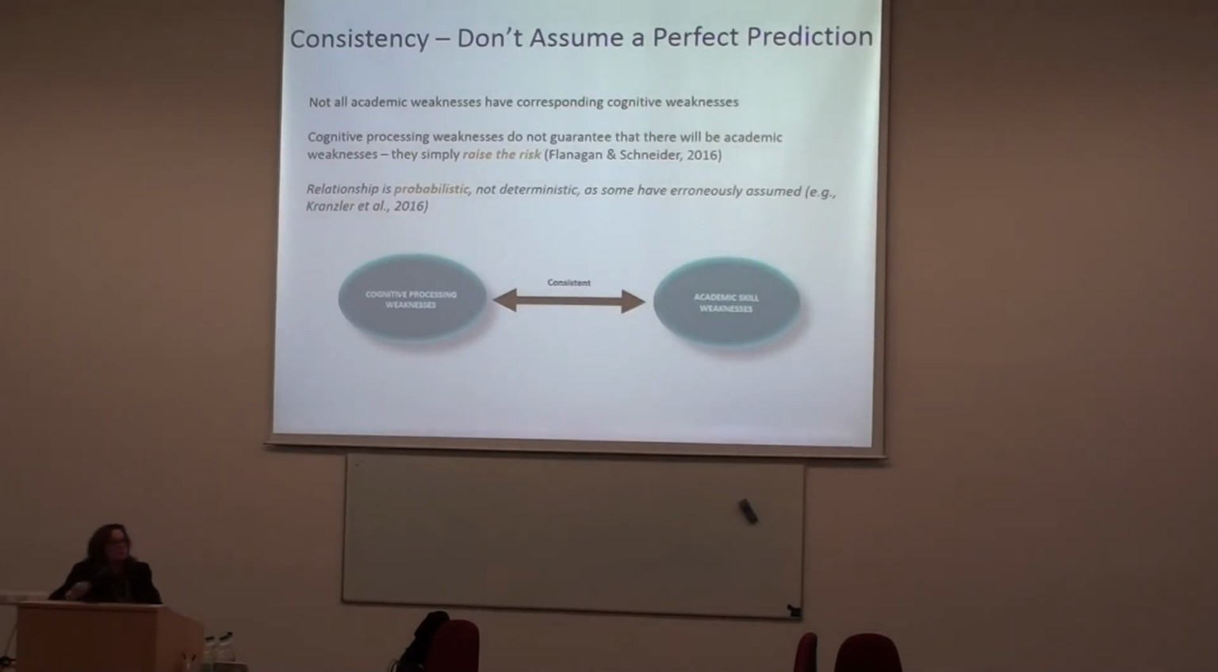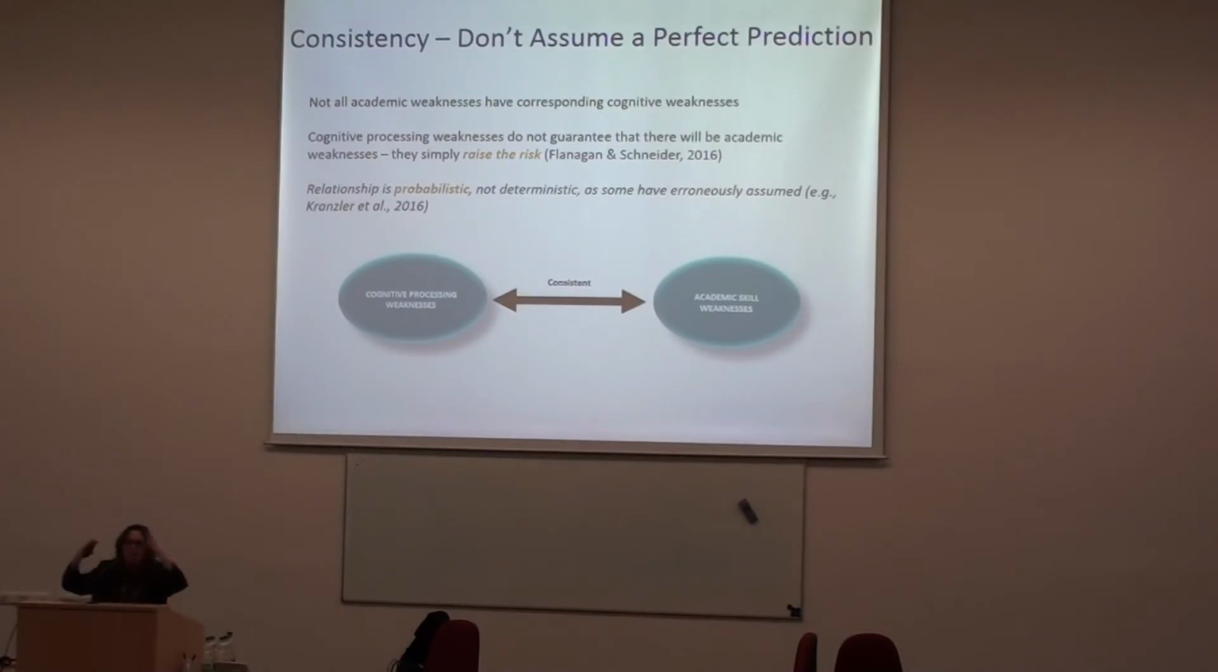Another thing that I want to say, just to be clear about those two bottom ovals, is that this is considered to be a causal relationship. In other words, cognitive processing deficits cause academic skill deficits. But the causal relationship is not deterministic. The causal relationship is probabilistic. So what that means is, just because you have a cognitive processing weakness doesn't mean that you're going to have an academic skill weakness.